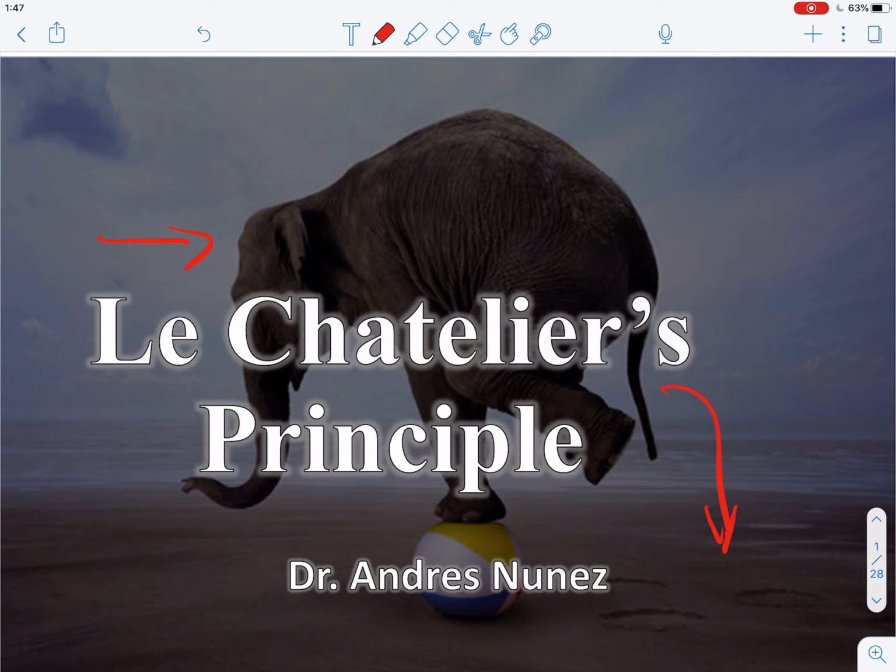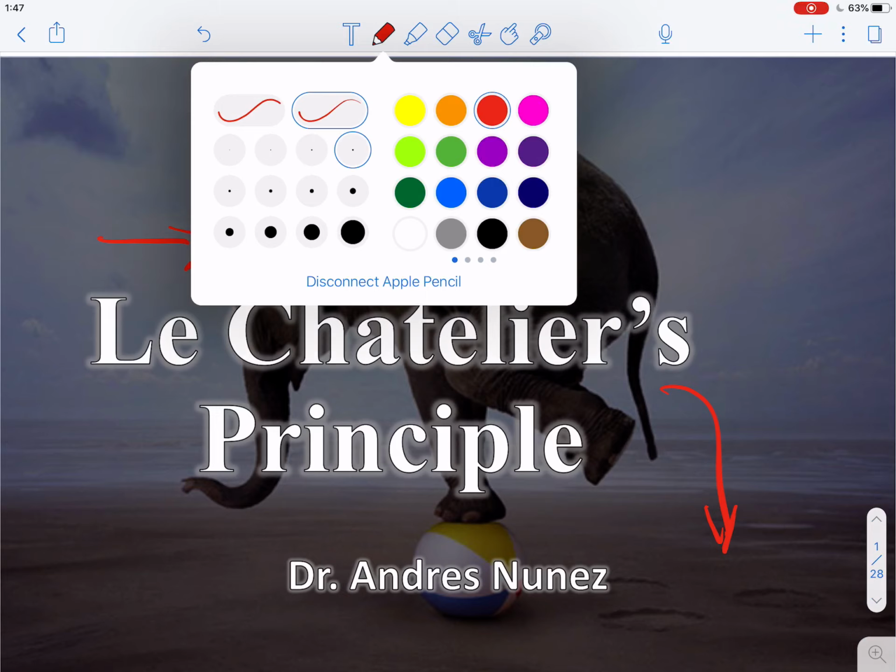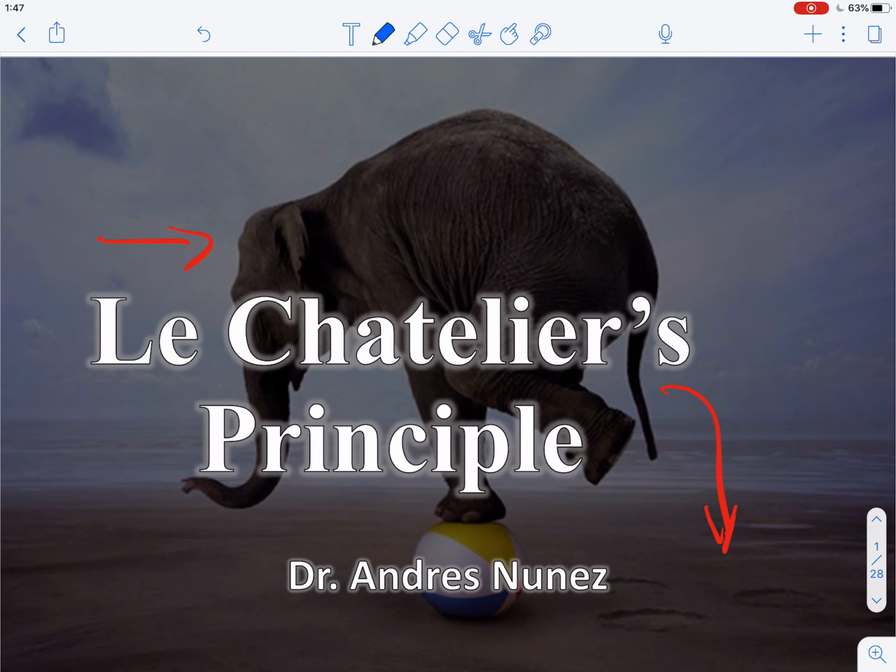But what if we give a little push in this direction, from the right to the left? Then most likely the elephant will fall in that direction. So that's the point with Le Chatelier's principle. Now we are going to apply this principle to chemical reactions, and we are going to explore different disturbances and what they do to the equilibrium.